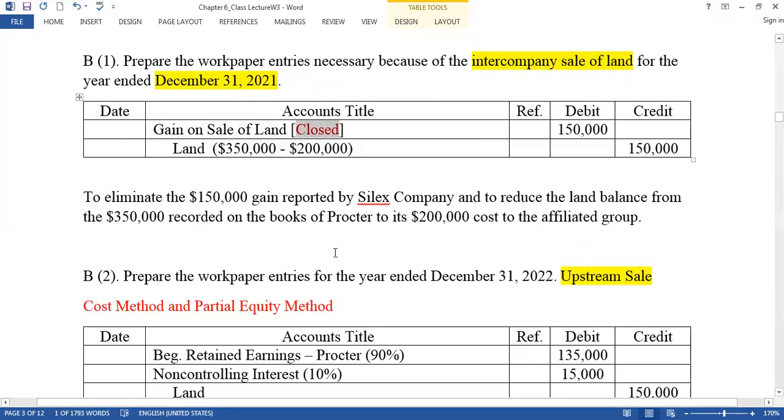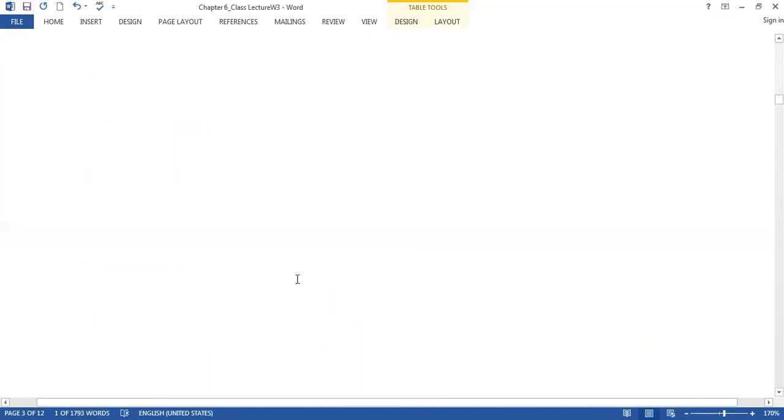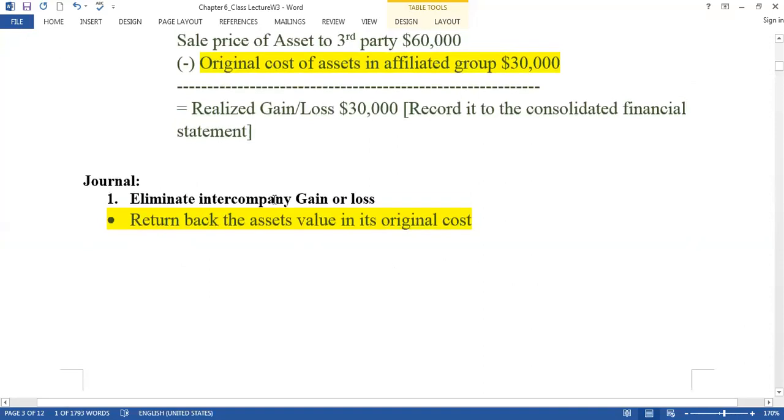This is closed. So the first part we are done. That eliminates the intercompany gain or loss. Secondly, we have to do something that will help us record our asset, or return our asset, to the original shape, right? Original shape.